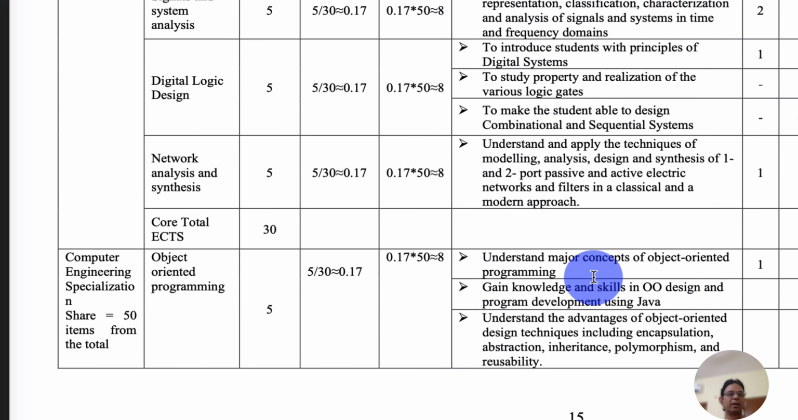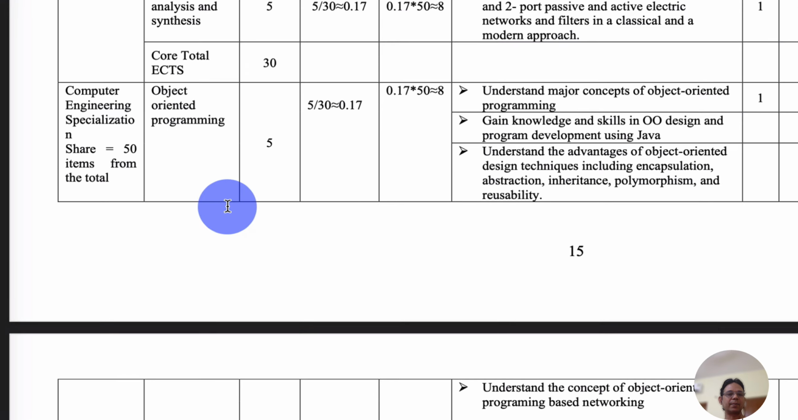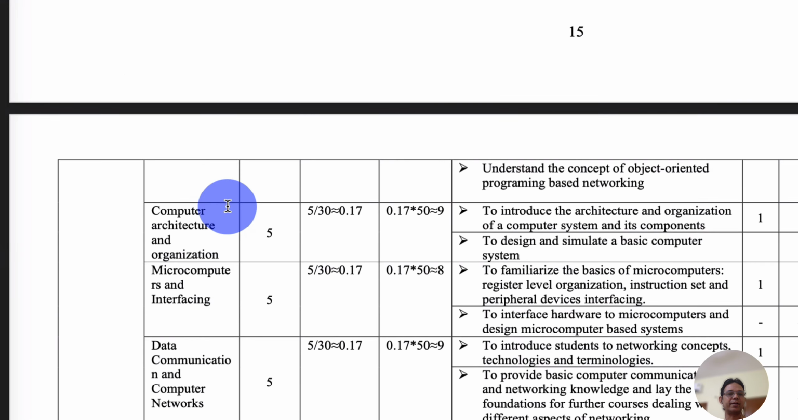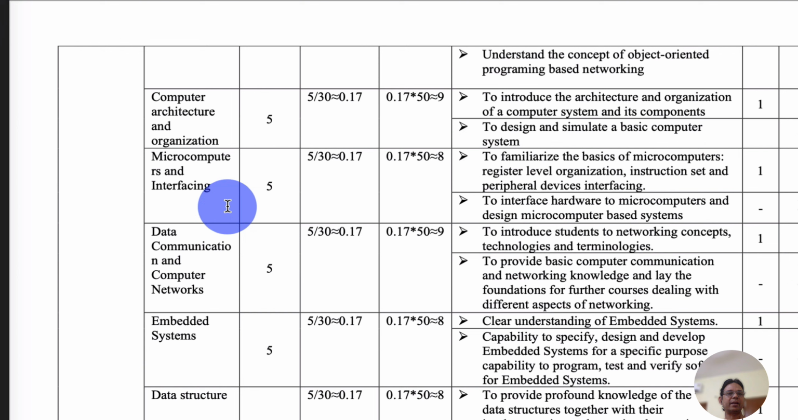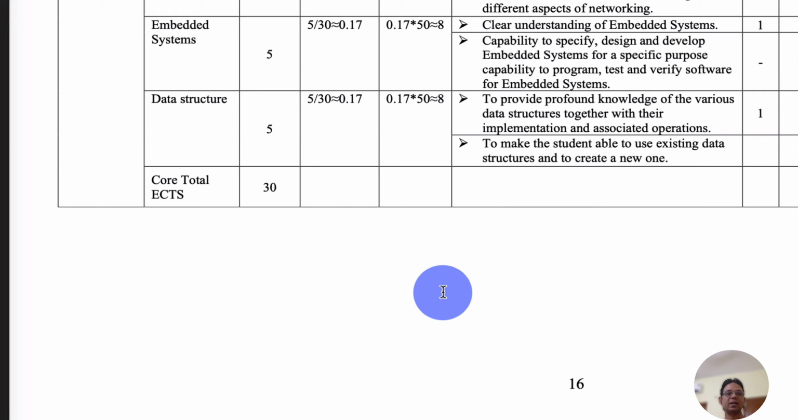And specialize according to the specializations, as we discussed before, all subjects, those subjects, the number of items is given. Computer architecture and organizations 9, microcomputers and interfacing 8, data communication and computer networks 9, embedded systems 8, data structures 8. So like that we can see here.